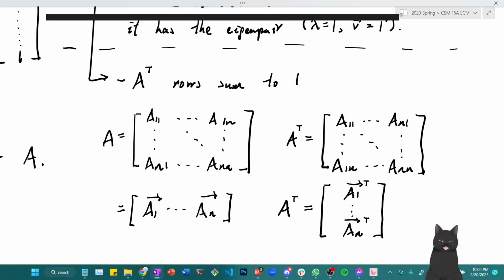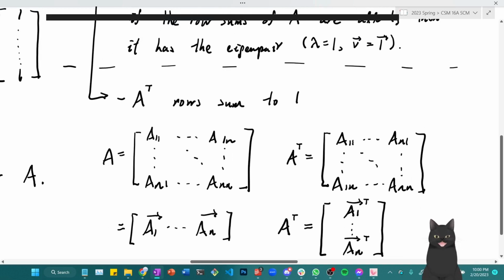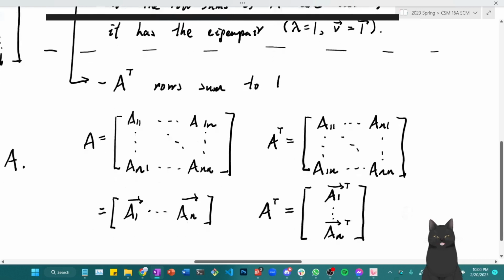Alright, so that's around 5 seconds. That should be enough time to pause the video. Now I'm going to go on and continue discussing why the rows of A transpose should sum to 1.